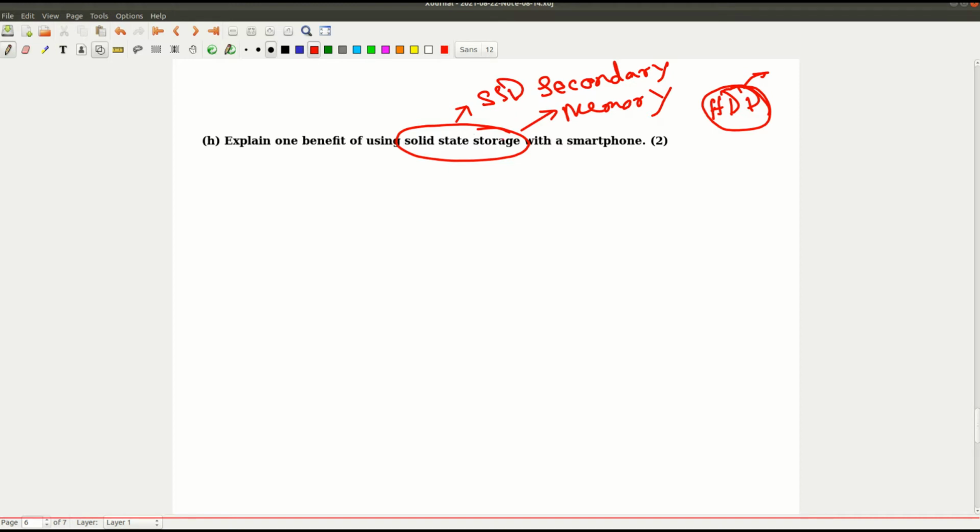Okay, so what's the benefit of using SSD on a smartphone? Because smartphones are portable, right? Because of that, solid state storage takes up less space, and besides that, it has no moving part, and also it's faster. So we can say we need two points. In short, we can say the smartphones are portable.